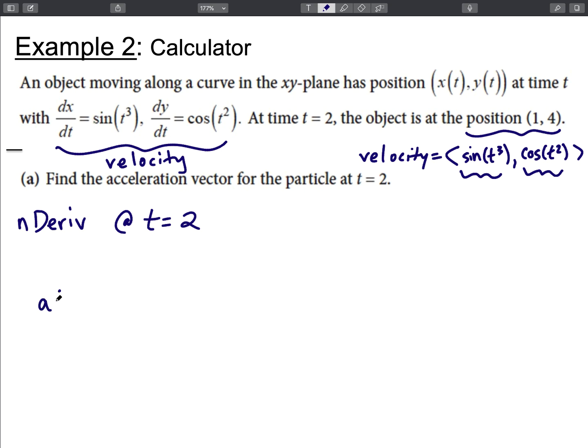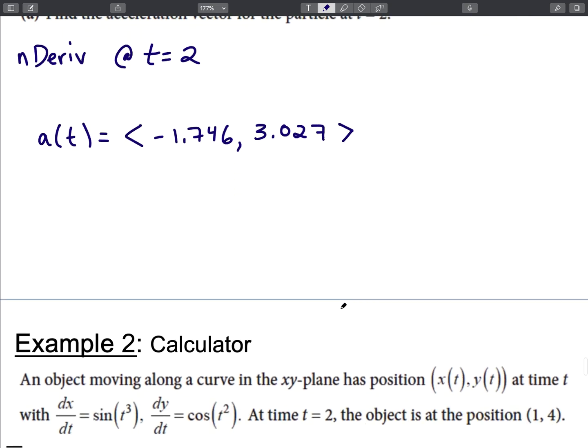In terms of an answer, for the x components, what I got for the acceleration at time t equals 2, I got negative 1.746. For the y components, acceleration of the y component at time t equals 2, I got 3.027. So if you want to pause the video just to make sure everybody can get that, I believe that this is the answer for part A. All right, and there's your answer for part A. Let's talk about part B.